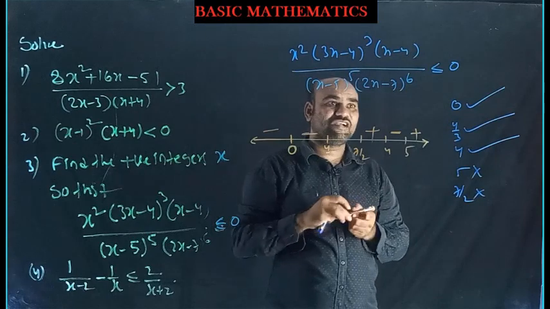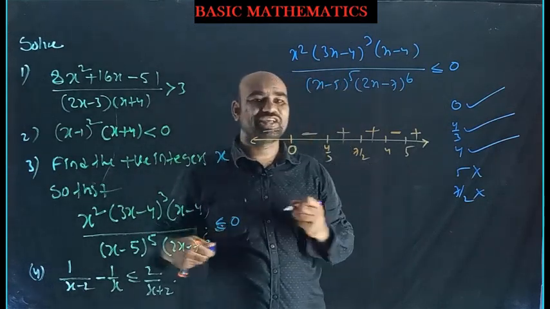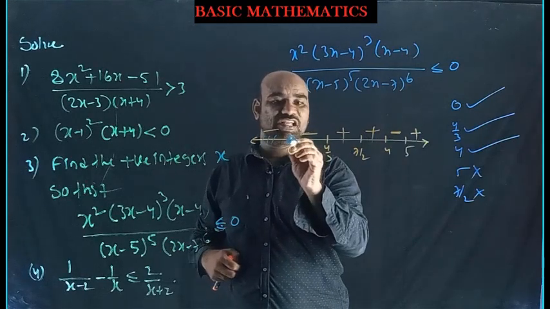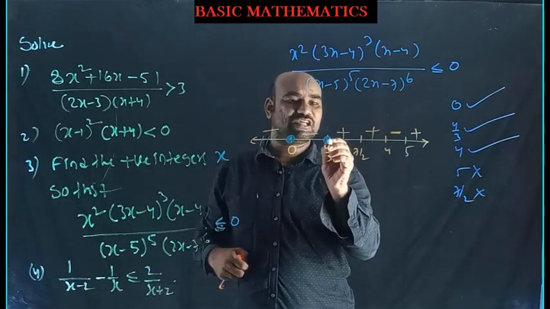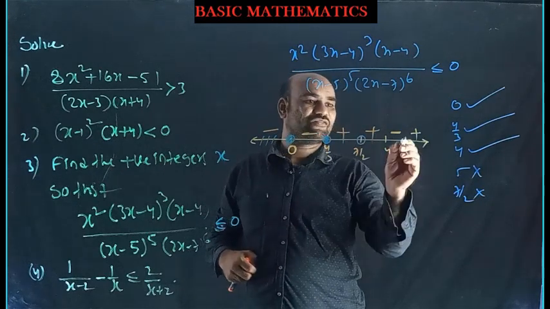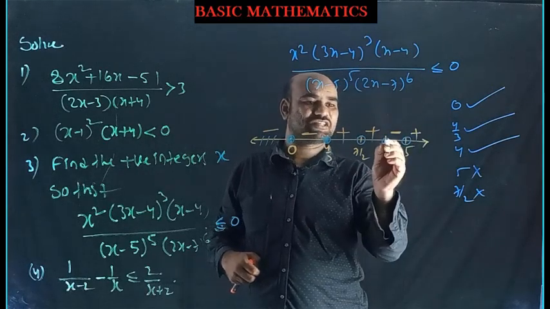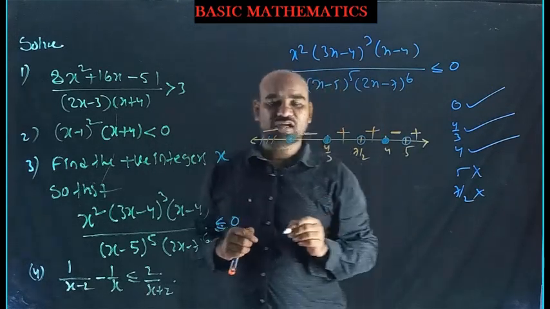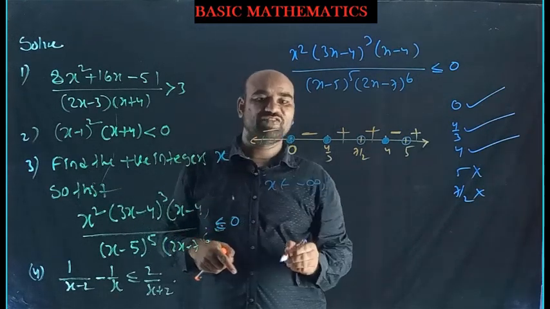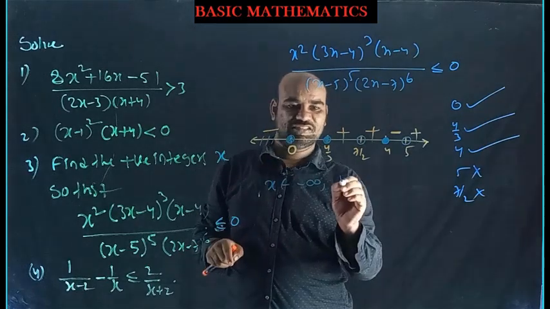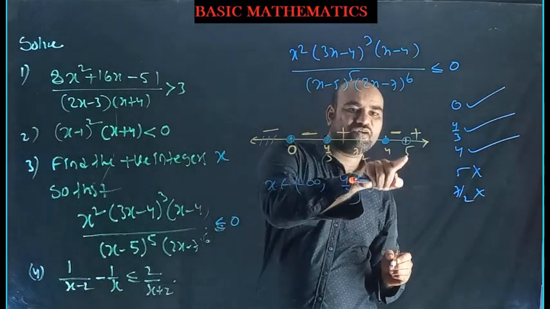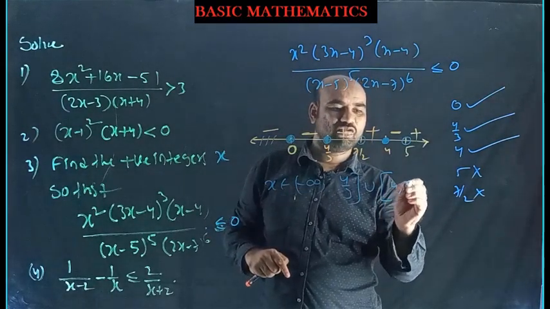But what do you want? You want lesser than or equal to 0. Lesser than 0 means you want negative symbols. These are the negative symbols. Here 0 is a solution, thick circle. 4 by 3 is a solution, thick circle. Next 7 by 2 not a solution, open circle. 5 not a solution, open circle. 4 is a thick circle. So now I want to identify the negative regions. So x belongs to minus infinity to 4 by 3 closed, union again negative 4 to 5, closed 4 to open 5.